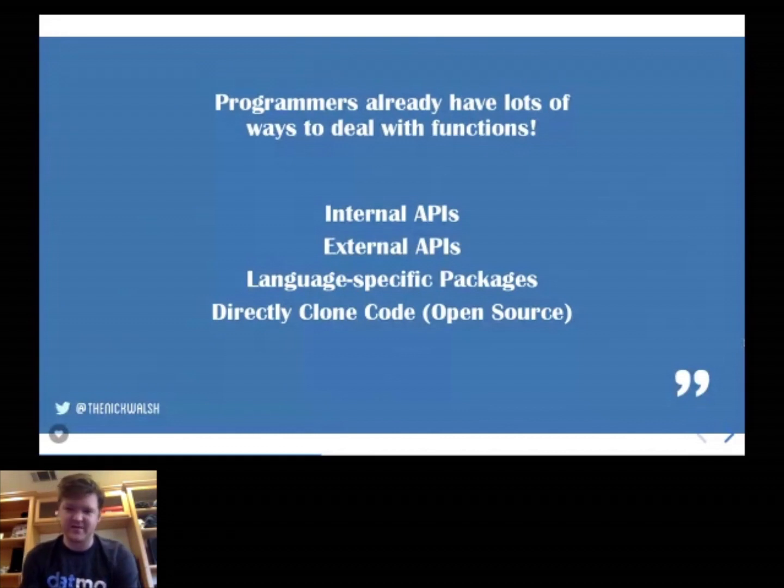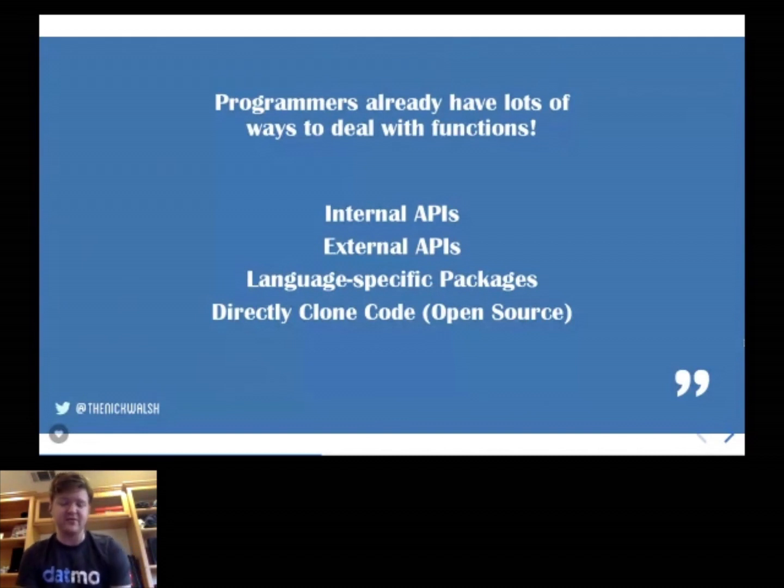We deal with them all the time separate from machine learning. We have our own APIs. If we have a function that does something that's very complicated, for example, like sending emails or sending SMS, instead of doing that from scratch, we can get an external API that does that.